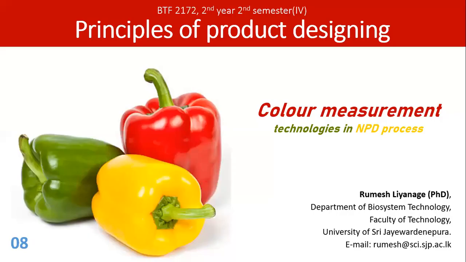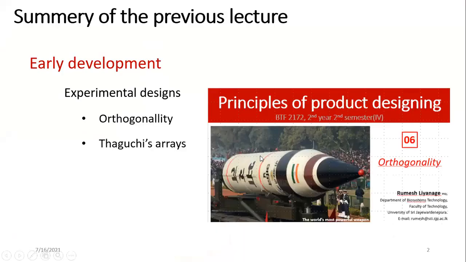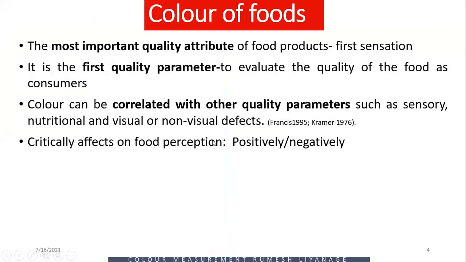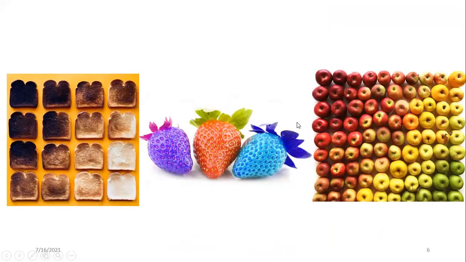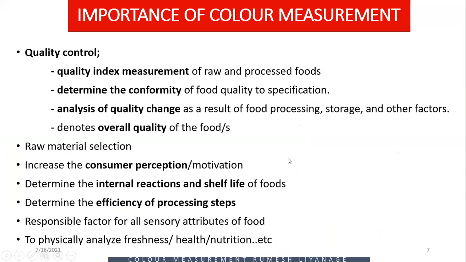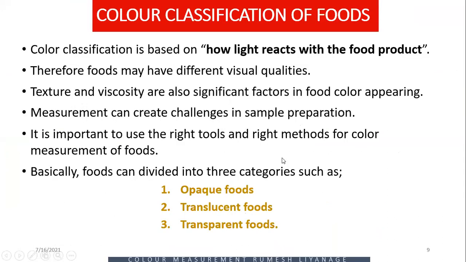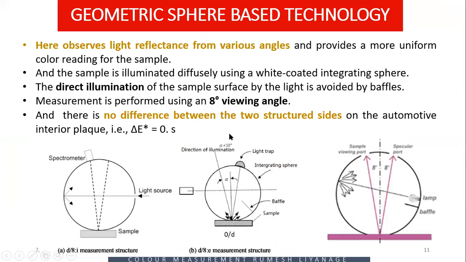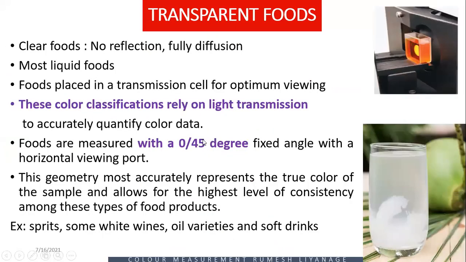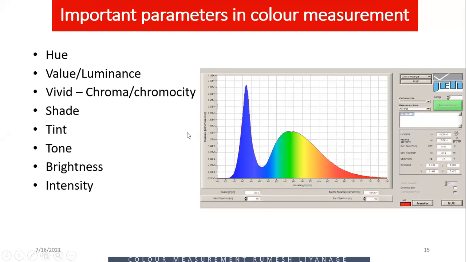Then I think the most interesting part of this lecture series, color measurement. It is very easy to understand colors and what are the benefits of measuring colors. There are three types of foods: opaque, translucent and transparent. Okay. Then we have discussed each type of food, examples and important parameters. This is very important.